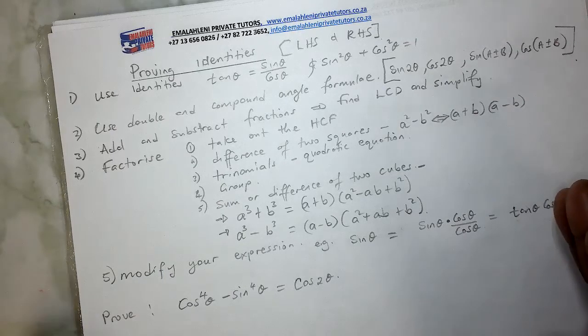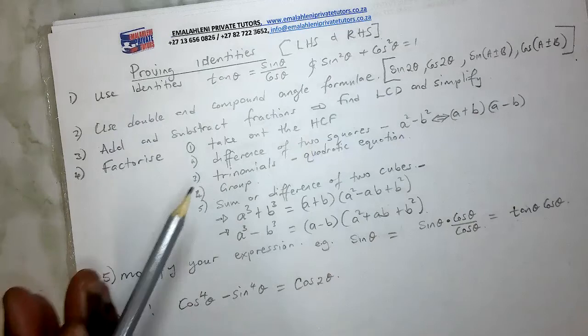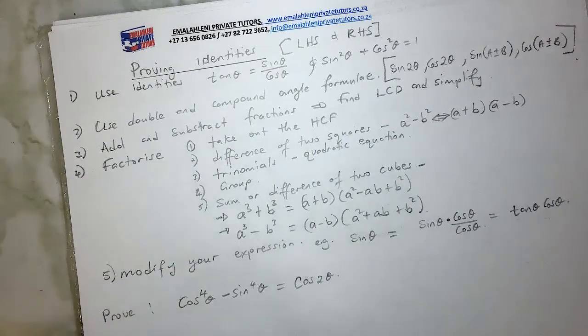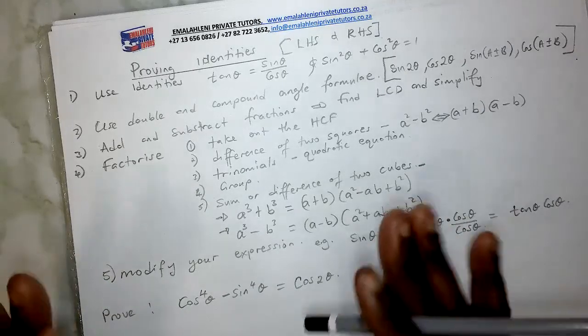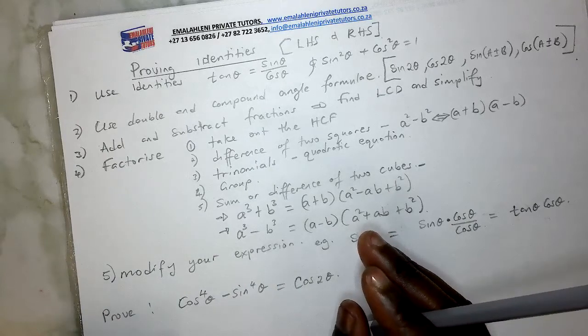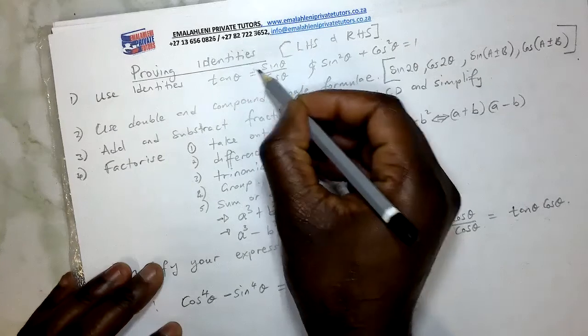So you're not forced always to move from left-hand side to right-hand side. You can actually start from the right-hand side to prove that it's identical to the left-hand side, whichever way you want. But now let's see what you need to apply when you approach these questions. The first thing you need to note is to use the identities: express tan as sine over cos. Then sine squared theta plus cos squared theta is equal to 1. Remember, this is actually going both ways.